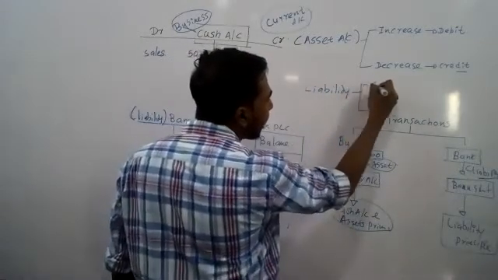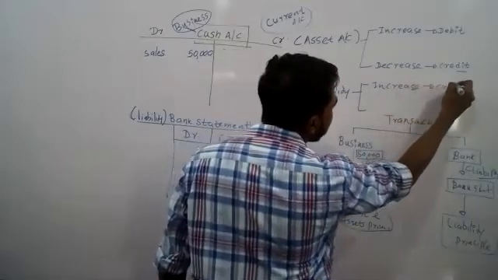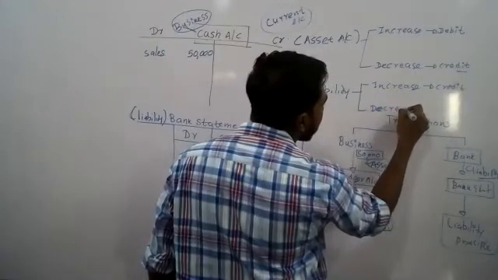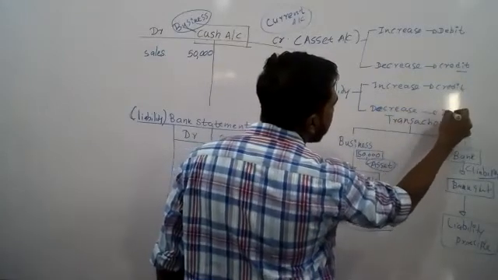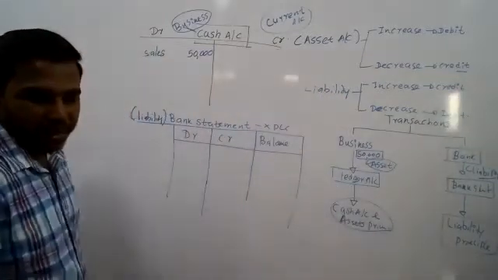Liability increases, credit. Decreases, debit. That's how the liability principle goes.